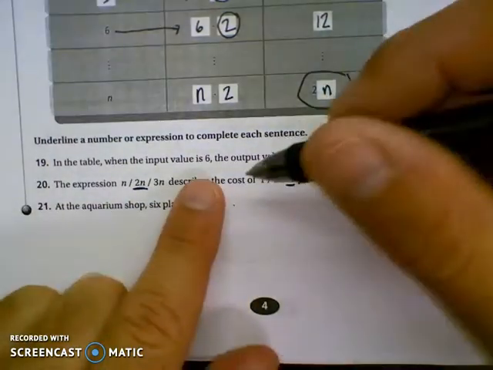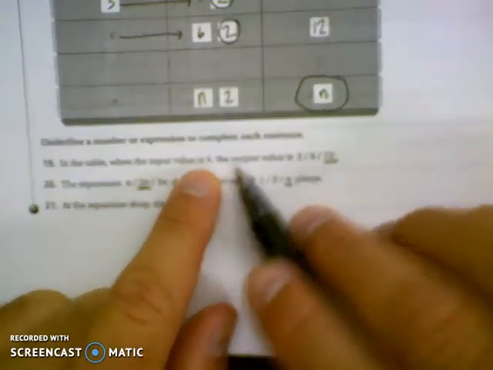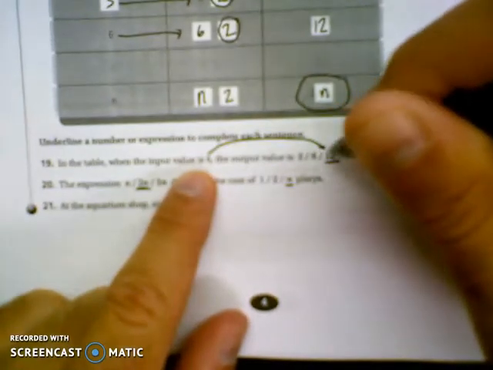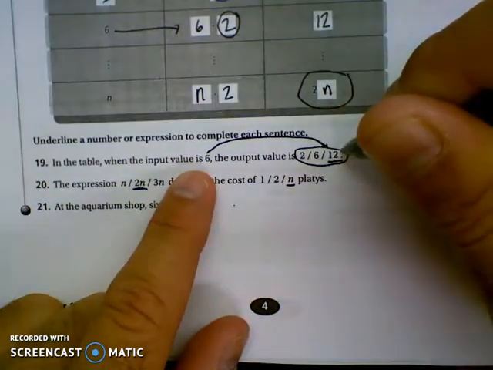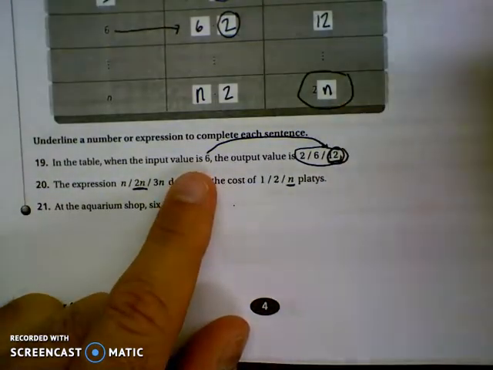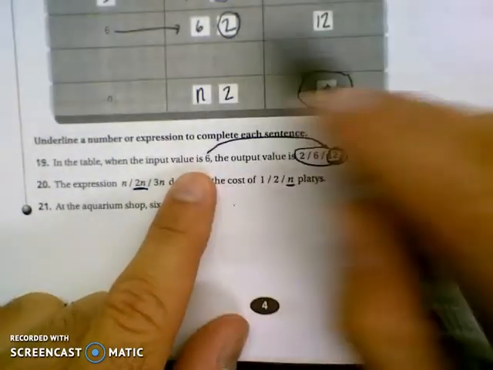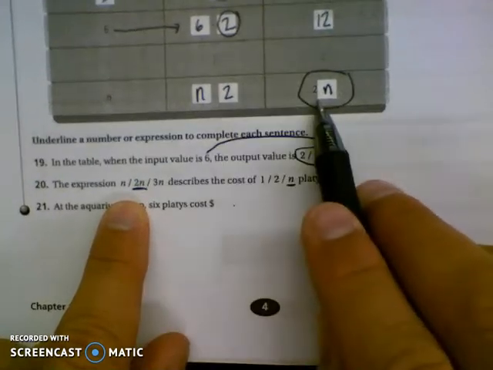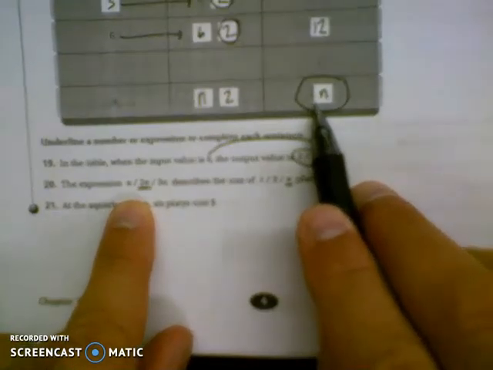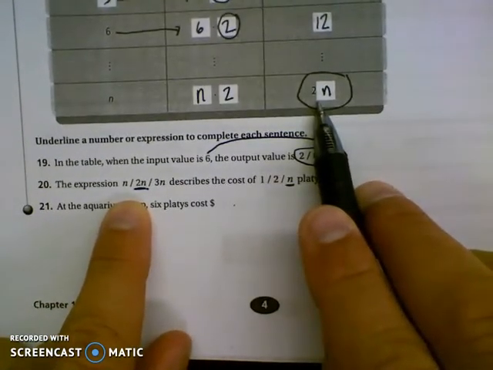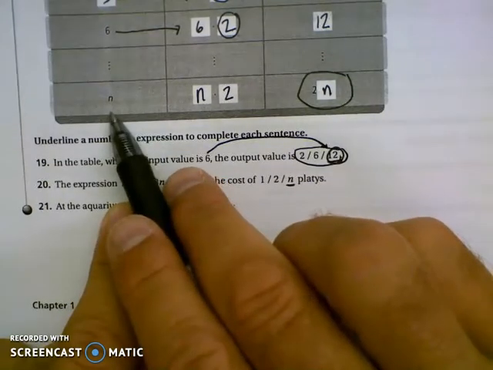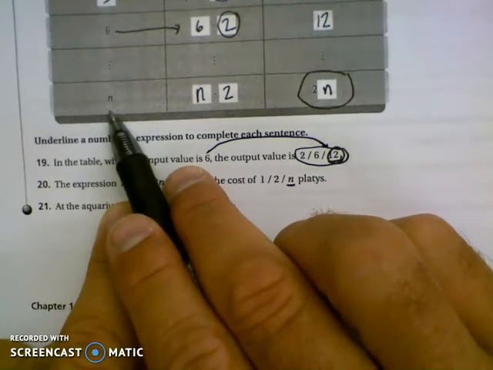So just to review, 6 times 2 is 12. So that's how we get this answer here. It's one of these three options. You have these three options. So you're going to say 12 is my answer, because right here, 6 times 2 is 12. This one, 2n, it's right there. 2n in your notes describes the cost of n plates, and there's n right there. So we're just taking this straight from the table.